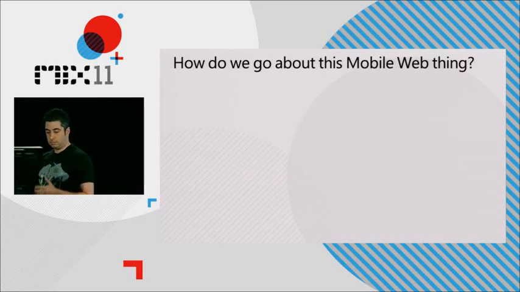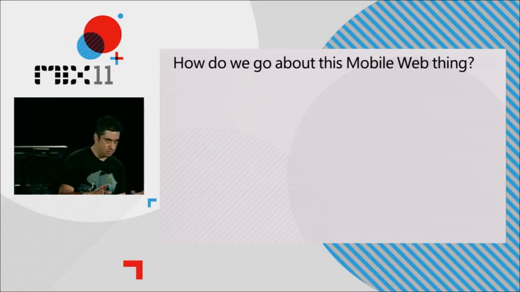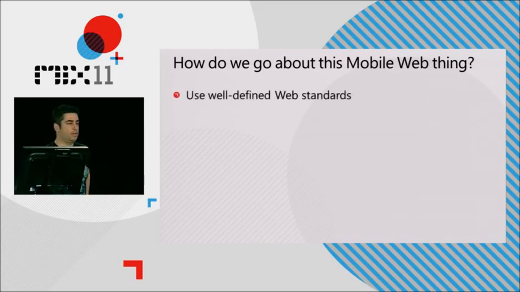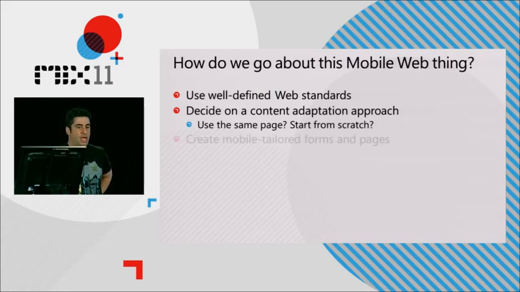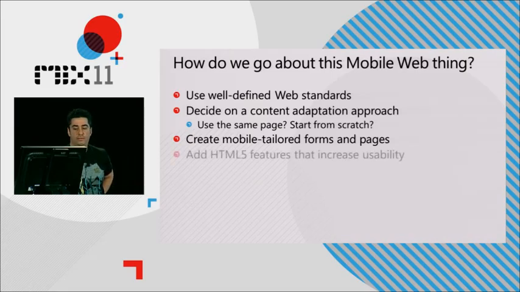All right, so I've laid out a lot of problems. Let's talk about some solutions. So how do we go about this? Well, first, and this should go without saying, you have to use well-defined web standards, right? Once you've decided the standards you're going to use, whether it's HTML5 or XHTML1 or mobile profile or whatever, you're going to have to decide on how you get your content adapted for the mobile form factor. Do you use the same page? Do you start from scratch? Do you create mobile tailored forms and stuff?